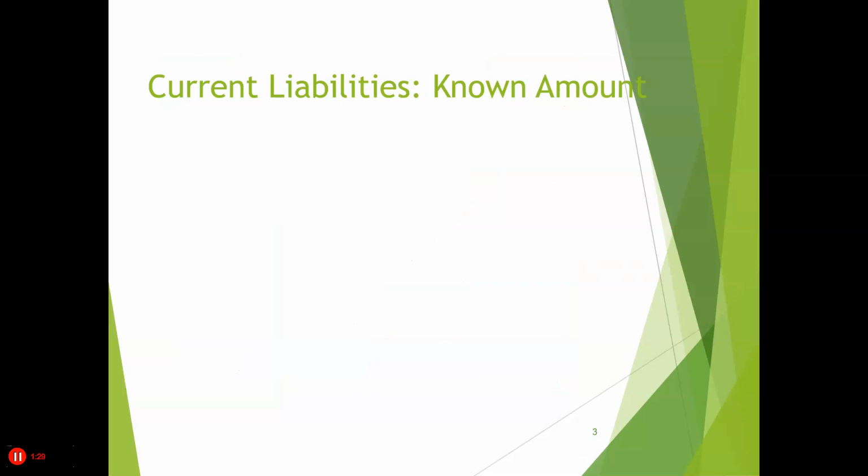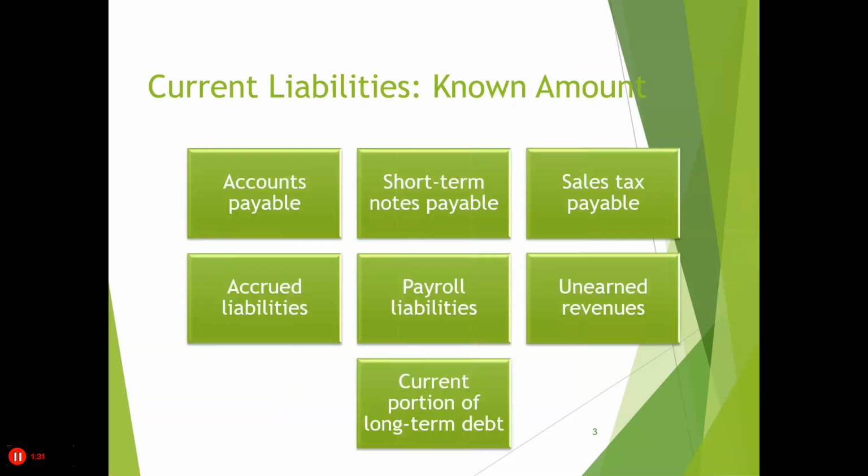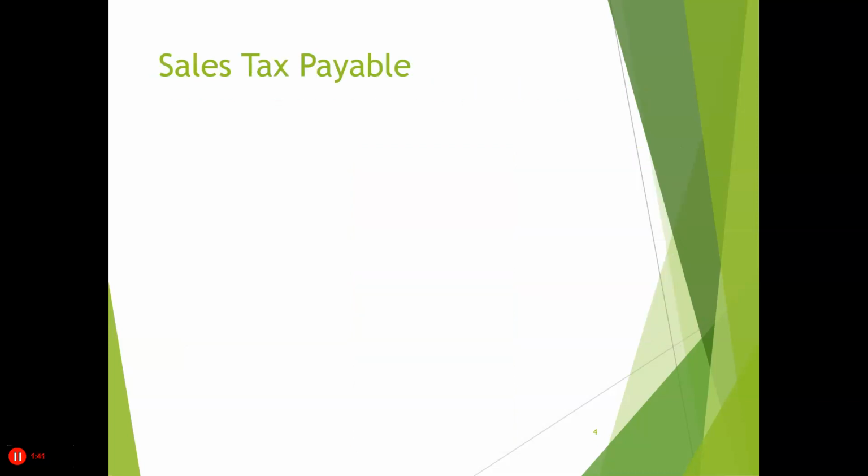Now, examples of current liabilities would be accounts payable, short-term notes payable, sales tax. These are all current liabilities, and the current portion of long-term debt. Now, sales tax is unique because sales tax is what we call a pass-through, i.e., it never appears on the income statement, only on the balance sheet when it's owed.